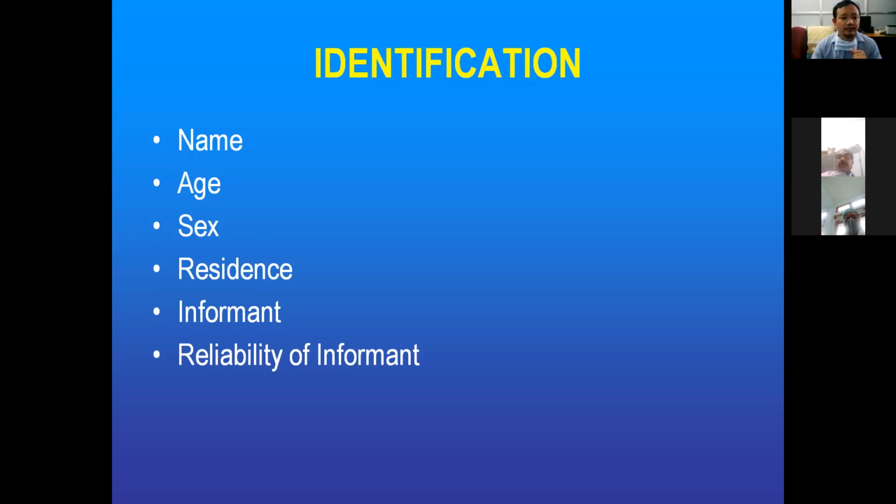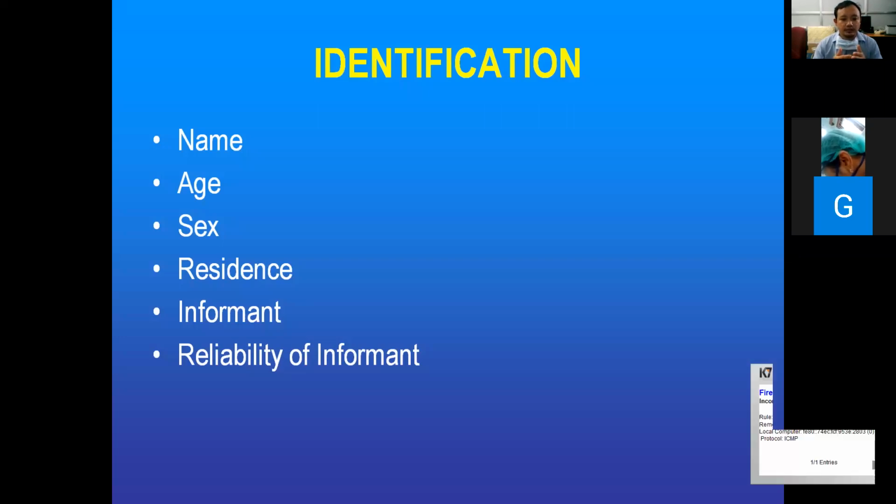Second is to record the informant. Who is the informant? We have to establish the relationship between the patient and the informant. The informant could be the mother, parents, grandparents, uncle, aunts, or someone else, for example a teacher or the warden from the school where the child is studying. Then reliability of the informant is very essential to give value to the history which we are going to extract. How close is the informant to the patient? What is the educational level? These are all necessary to be recorded.